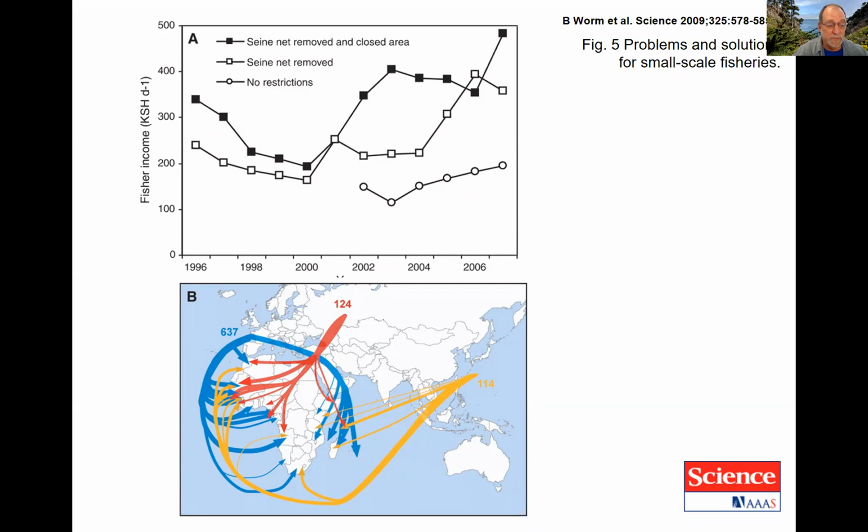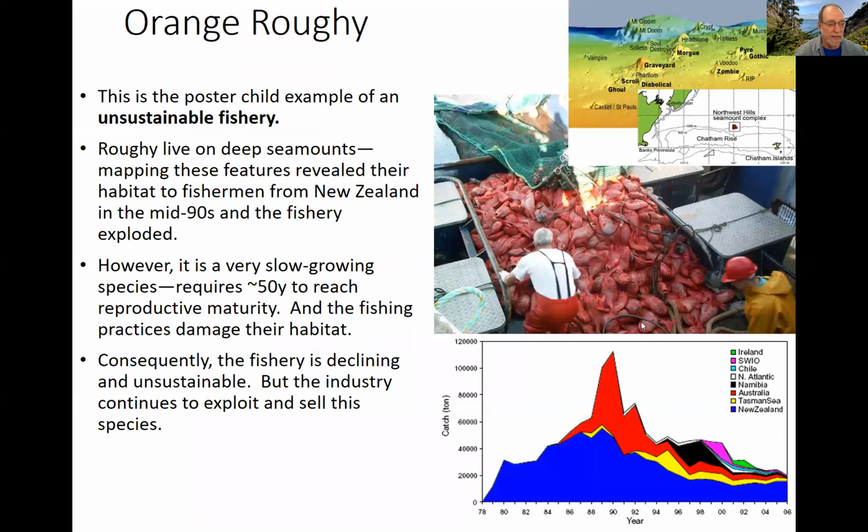Well, how can we understand fishing overexploitation in a more concrete way? A good example of an overexploited fish is a particular fish species called orange roughy. Orange roughy is a poster child of an unsustainable fishery. Roughy is a fish species that lives on deep seamounts. Seamounts are rocky protrusions from the seafloor that come up above the surrounding bottom. They're rocky, but they're still quite deep. And so orange roughy lived down around 500 meters or so.